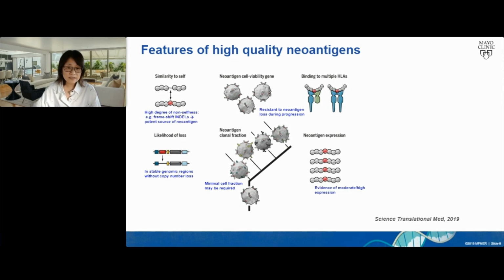Number three, neoantigens that can be presented by multiple HLA. Genes harboring neoantigen mutations in stable genomic regions, with lower likelihood of copy number loss, will produce stable neoantigens. Number five, studies also found that a minimal cell fraction is required to trigger immune response, so neoantigens from a small subclone may not be as effective. And the last, neoantigens need to be expressed at moderate or high levels.